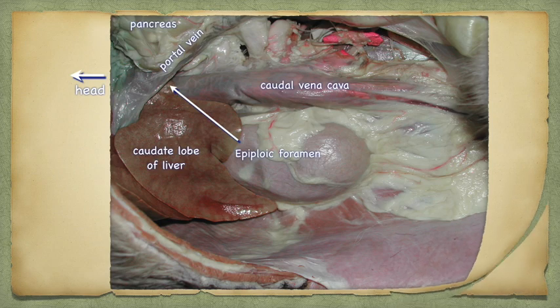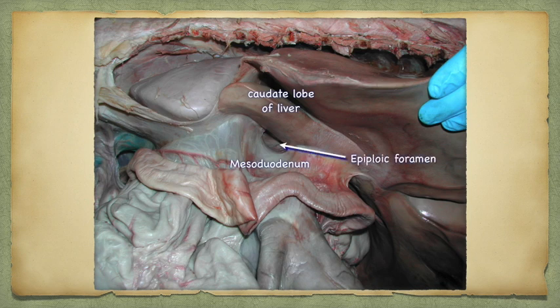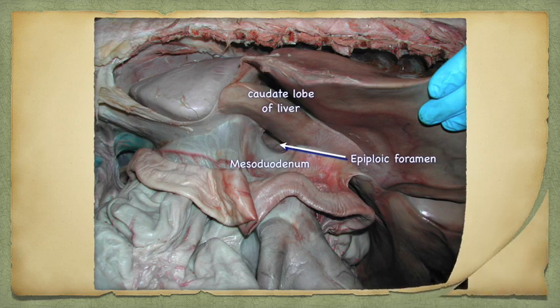So here we see now in the horse, we've got the mesoduodenum, caudate lobe of the liver, and there we have the epiploic foramen. This is important because sometimes a loop of small intestine will get entrapped up in there. They call that epiploic entrapment. It's a very harsh form of colic.